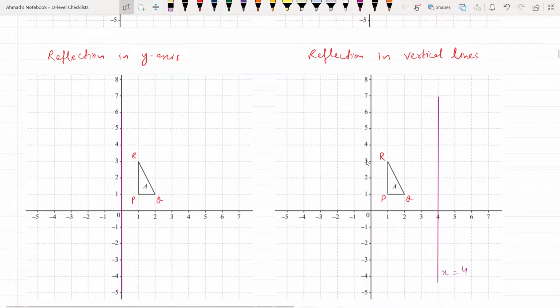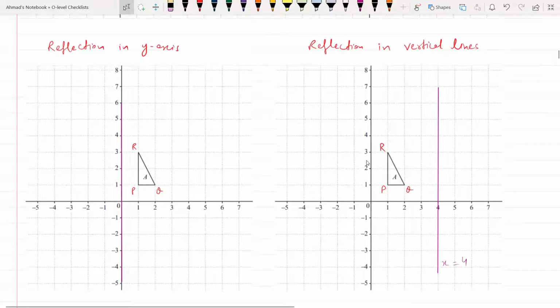Okay. अच्छा, what happens when you have to reflect in the y-axis or any vertical line? अब आपने क्या करना है, क्योंकि आपकी line of reflection vertical है, तो आप जो boxes count कर रहे होगे, आप horizontal boxes count कर रहे होगे इस तरह से. तो R का distance देखिए यहाँ से कितना है? It's one box like this. So one box on the other side, that's going to be your R dash.